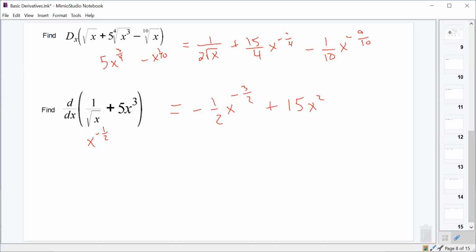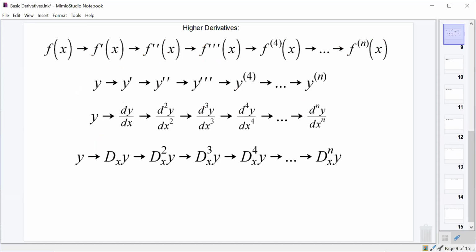What the derivative is, it's the slope of a tangent line. Well, we don't just have derivatives, we also have second derivatives, so the derivative of the derivative, or third derivatives, the derivative of the derivative of the derivative, or fourth derivatives, or fifth derivatives, or 100th derivatives. We can take as many derivatives of a function as we want. We call those higher order derivatives, or higher derivatives.